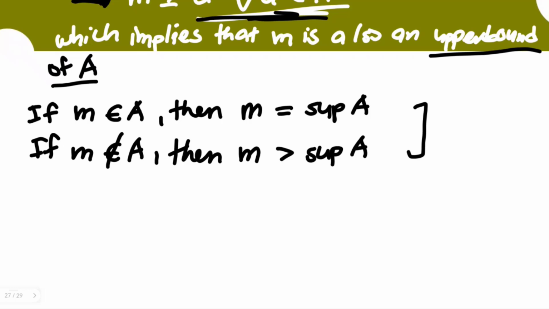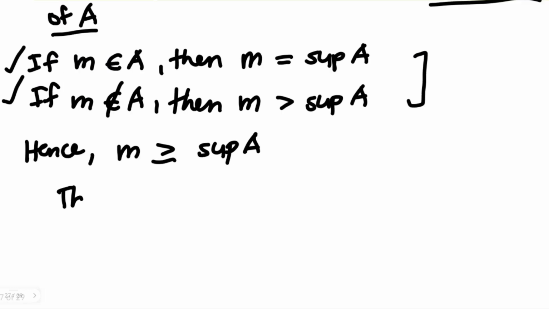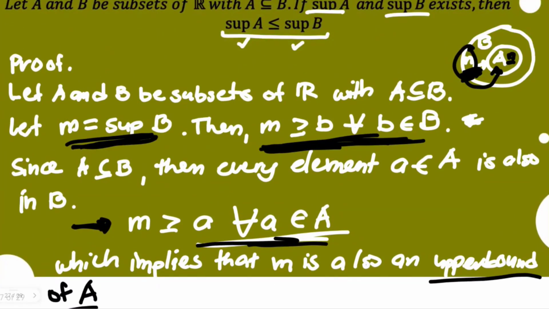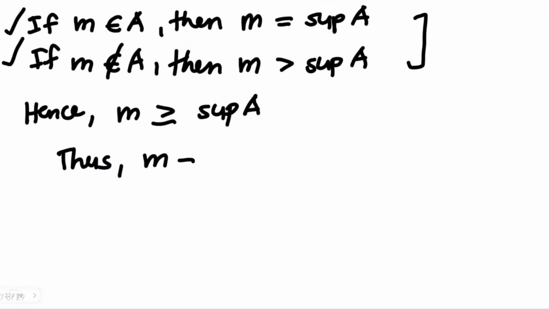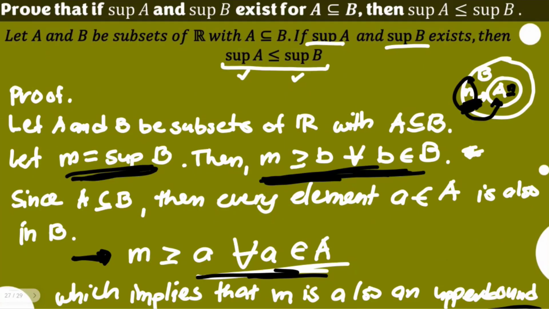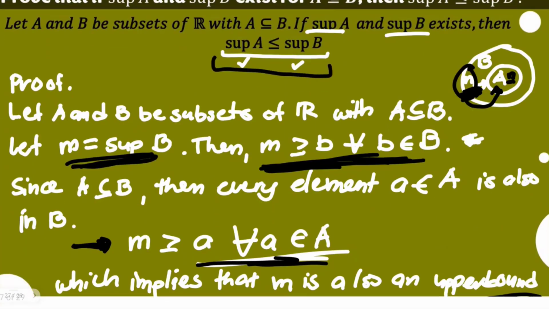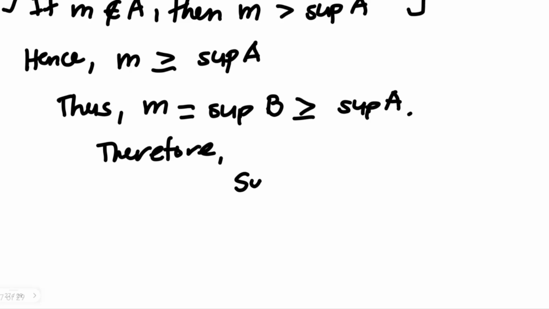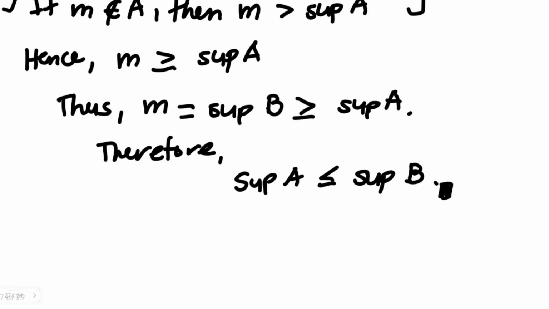Combining them, M earlier is already defined as the supremum of B. We can now say that M, being the supremum of B, is greater than or equal to the supremum of A. Therefore, we can say that the supremum of A is less than or equal to the supremum of B. This is the proof for this statement.